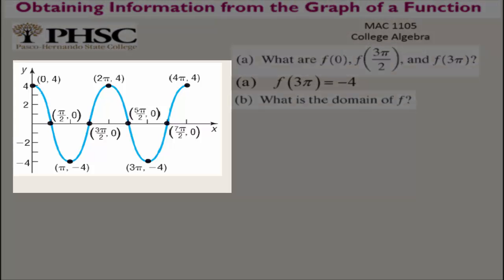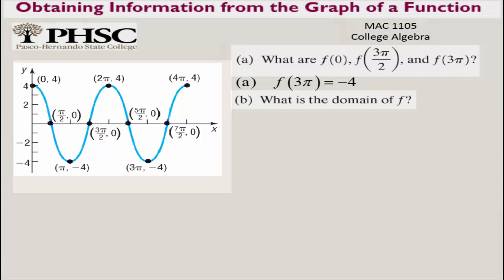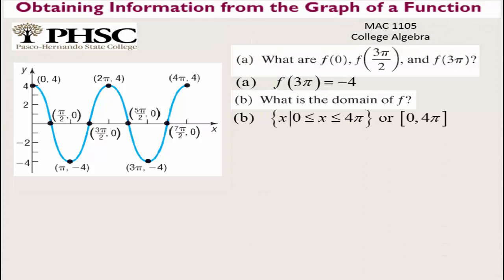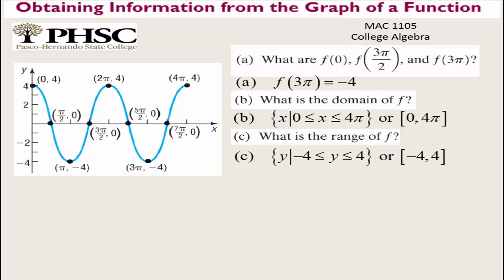And then, what's the domain of the function? The domain of the function is the set of values of x for which this function is defined. This function is only defined when x is between 0 and 4 pi inclusive. So it includes 0 and it includes 4 pi. What's the range of this function? We're looking for all the possible values of f of x given the domain that we have. And what we get is that the range for this particular function lies between -4 and 4, inclusive.